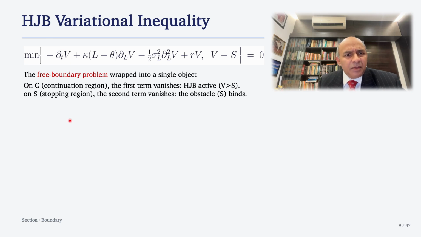Over to the HJB variational inequality, the free boundary problem is now wrapped into a single object, the Bensoussan-Lions variational inequality. Here, it's the minimum of two quantities that would equal 0. On the continuation region, the first quantity vanishes, HJB is active, and you have V greater than S. In the stopping region, the second term V minus S vanishes, and the obstacle S binds us.